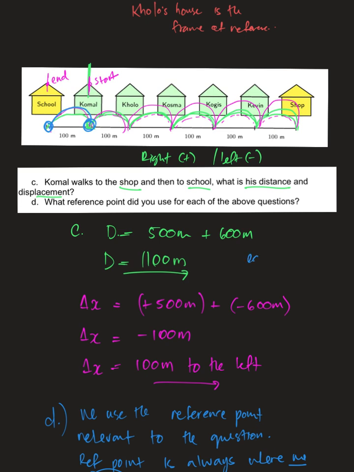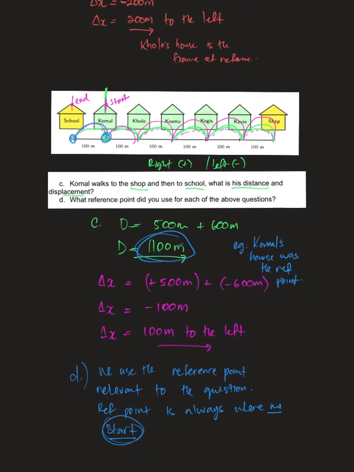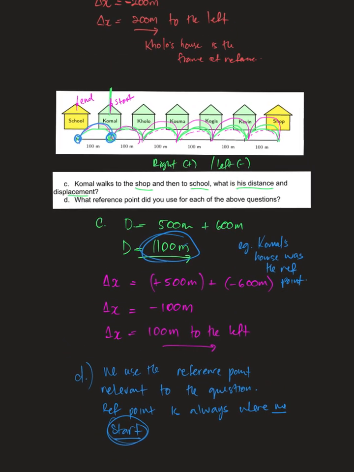So for C, for example, Komal's house was the reference point. Right. And that's how we look at this idea of distance. And you can see the distance. Look at that distance. That's how far he actually walked, the length of his distance. But the displacement is where you started and where you end up. What's the direct path of that sort of situation? Right? Let's look at the next concept.